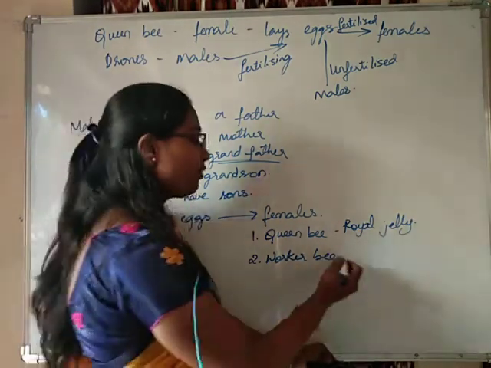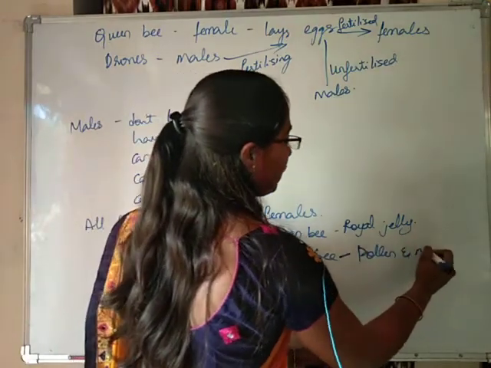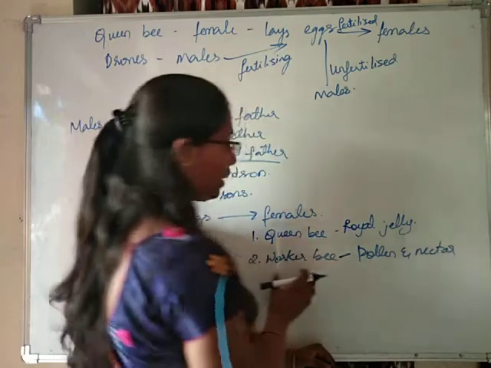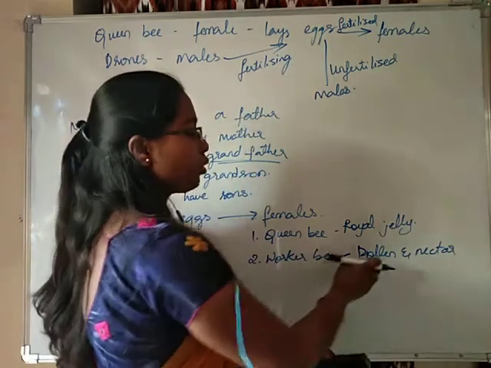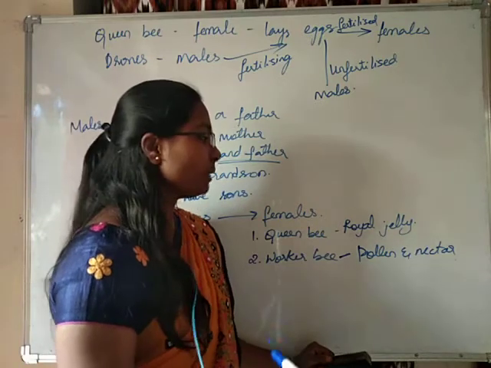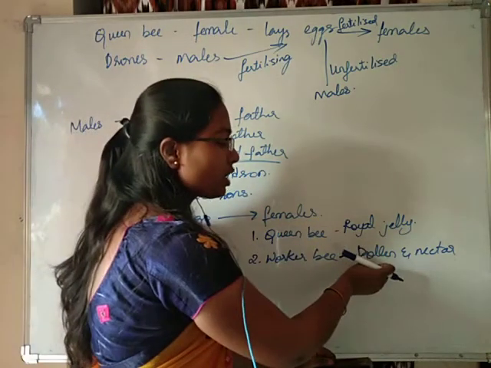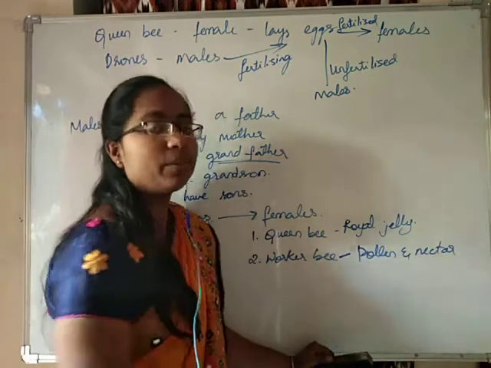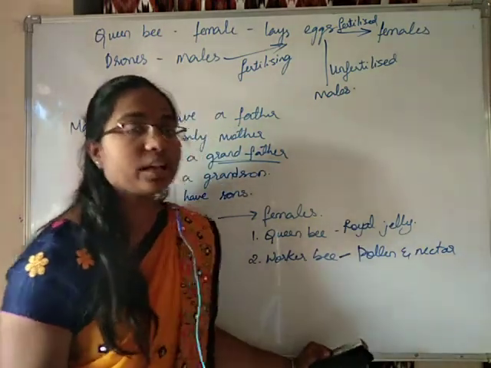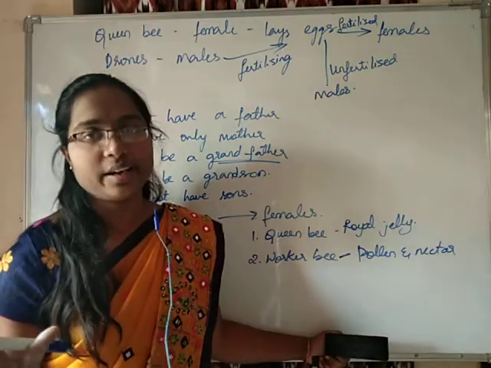If the bees are fed with pollen and nectar, they will become worker bees. Those bees which are fed with royal jelly will become queen bees. Those bees which are fed with pollen and nectar will become the worker bees, okay. So in that way the different category of the female will be decided, okay.